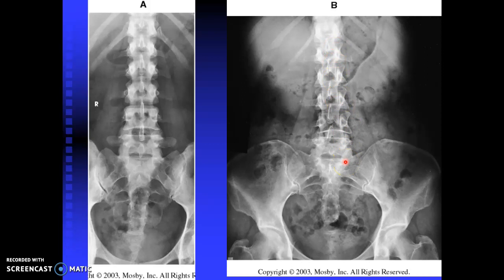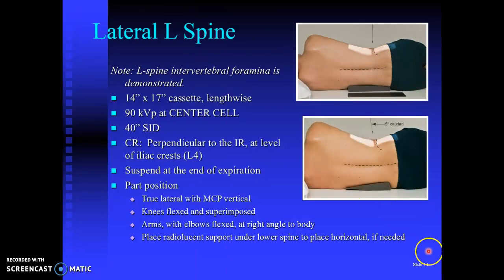it's underpenetrated. Now for the lateral spine, the patient will be lying on their side, whether right or left, preferably the left side to reduce the magnification of the heart. But in this case, the lumbar spine is low enough that the heart is not going to be superimposed. However, the patient can also be standing, and this is when you will be visualizing the intervertebral foramina.